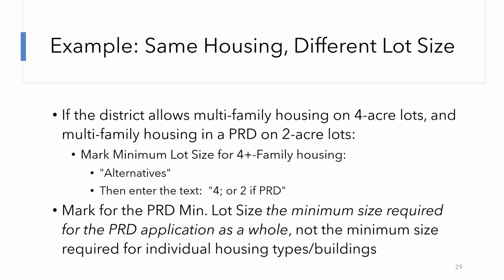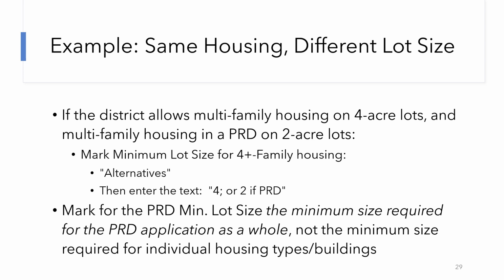Sometimes you might have the same housing but different requirements when you have PRD and non-PRD housing. In this instance, we have multifamily housing on 4-acre lots and multifamily housing in a PRD on 2-acre lots. In this case, what we would do is mark the minimum lot size for 4+ family housing as an alternative and enter the text "4, or 2 if PRD."